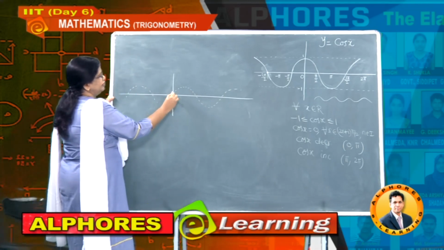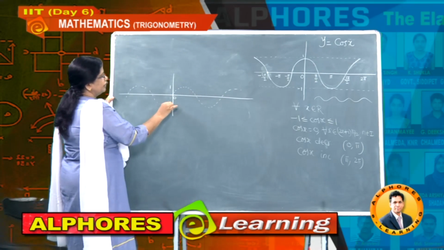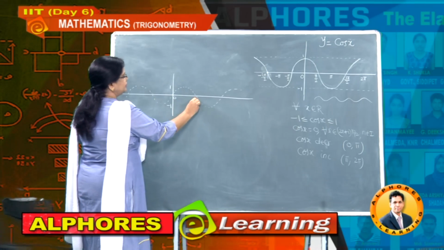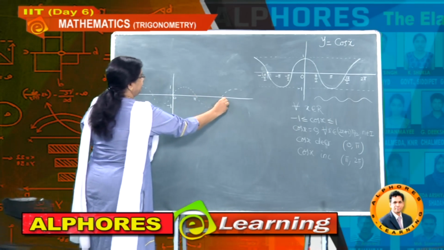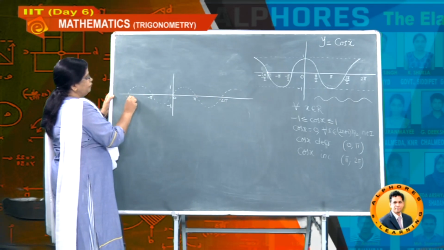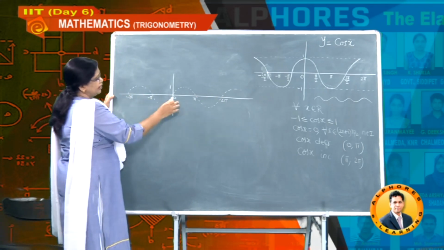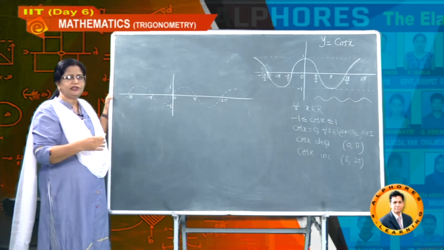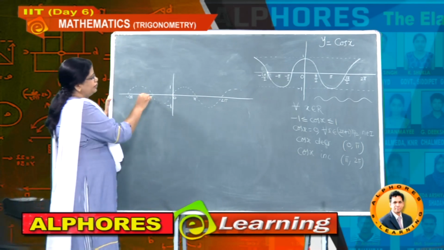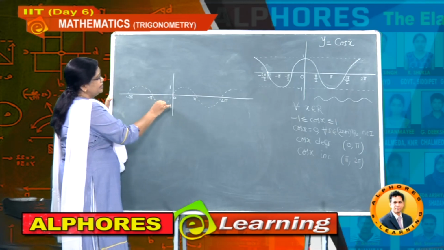Now this is 0, this is plus 1 and this is minus 1. And what are these values? Pi, and this is 2 pi, and on this side minus pi, and this is minus 2 pi. How can you decide these are pi, 2 pi? We just observed sin x is 0 for all integral multiples of pi. So here we have taken values in this way.